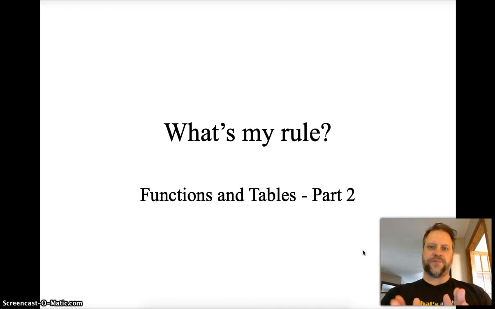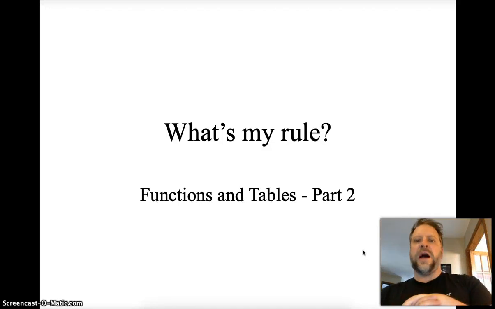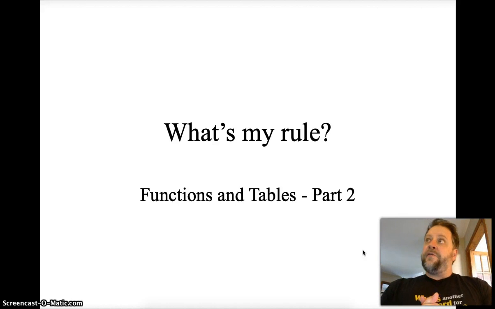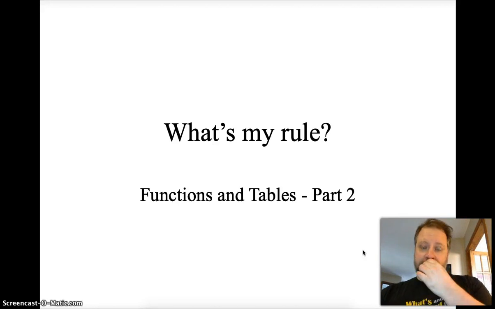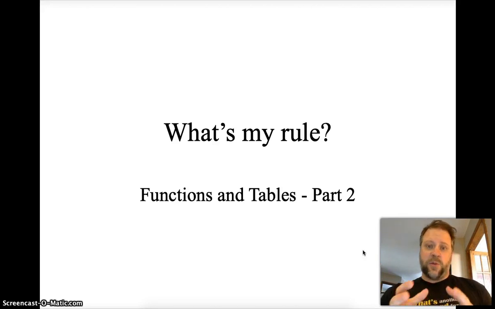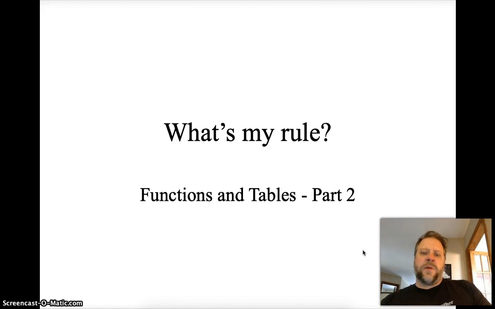Hey, sixth graders. We're going to continue our journey through the islands of functions today, the function archipelago. So today we are going to look at a second part about functions and tables, which is to look at what's my rule. You've been looking at what's my rule tables since you were very little. They show up a lot in everyday math, in your math boxes and things like that. So if you've done math boxes in other classes, you've done what's my rule tables.